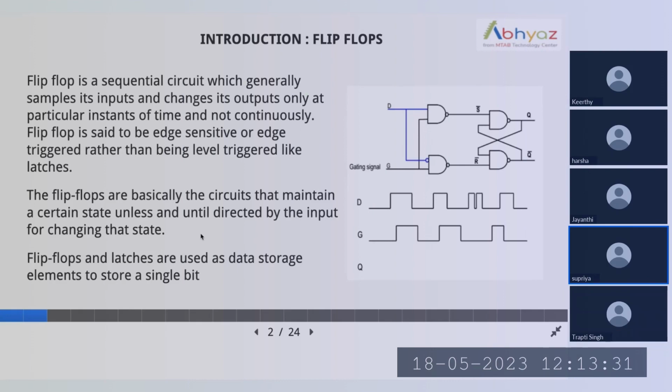Introduction on flip-flops. A flip-flop is a sequential circuit which generally samples its inputs and changes its output only at a particular instant of time, that is, a discrete instant of time, which is not continuous. A flip-flop is said to be edge-sensitive or edge-triggered, whereas a latch is said to be level-triggered. To understand the basic flip-flop, we need to understand what a combinational circuit is and what a sequential circuit is.